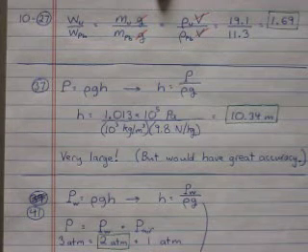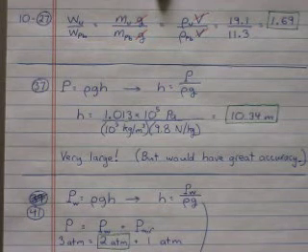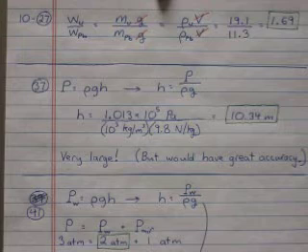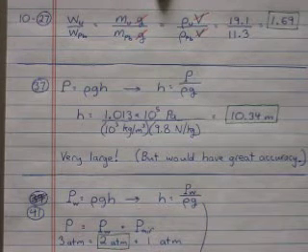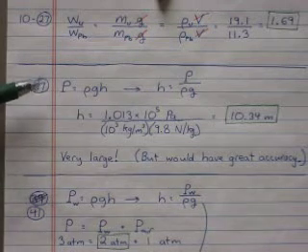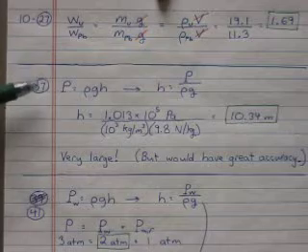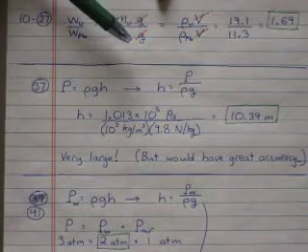Number 37. If you use water in a barometer instead of mercury, how high would it be under 1 atmosphere? Okay, so pressure equals rho GH. We're solving for the height, so height is pressure divided by rho G.